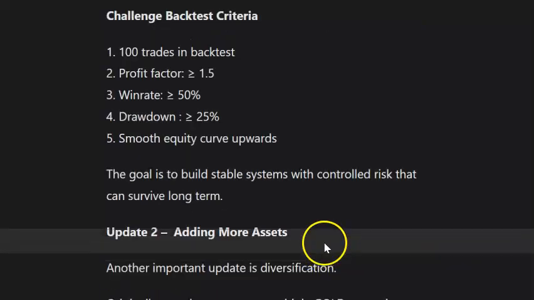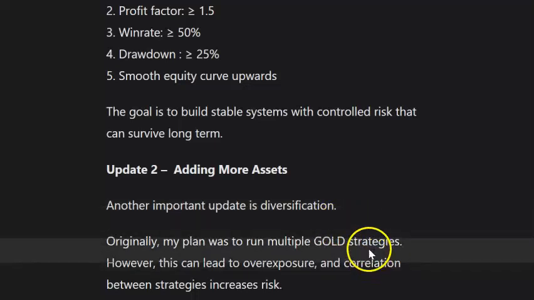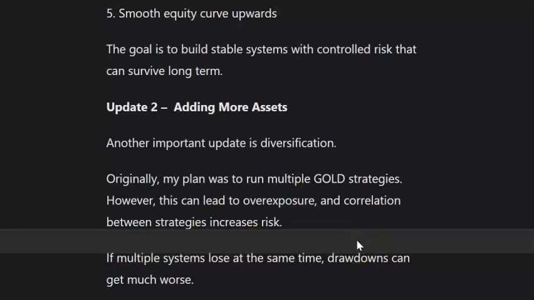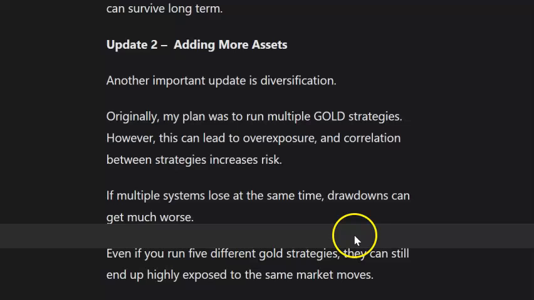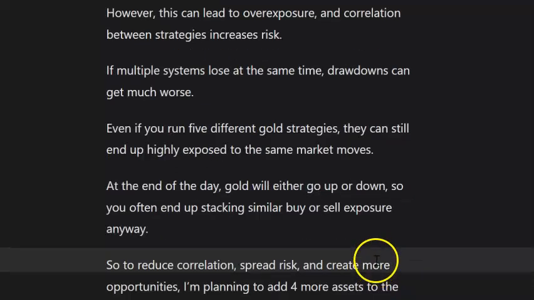Update number two: originally, if you read my game plan and you're following the challenge, my plan was to have multiple gold strategies. However, this can lead to overexposure and correlation between strategies, because at the end of the day you can have 5 gold strategies, but still, gold is gold. You have 5 of the same asset. If multiple systems lose at the same time, drawdowns can get really high, and they can all end up highly exposed to the same market moves.